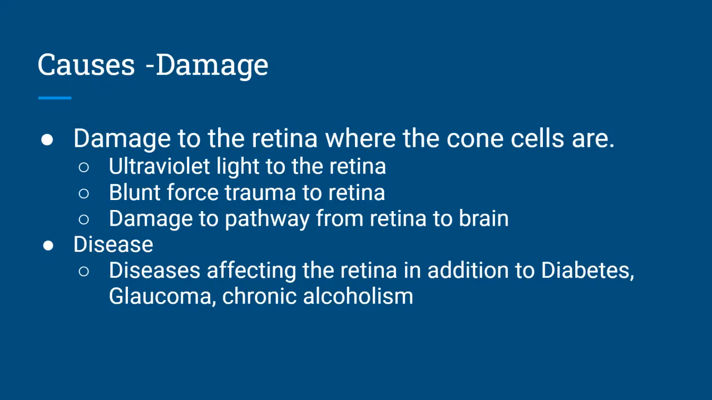The causes for red-green colorblindness can be damage to the retina from physical trauma, or to the path from the retina to the visual cortex. Diseases like degenerative eye disease, such as macular degeneration, glaucoma, or other diseases like diabetes, Alzheimer's, or liver disease.